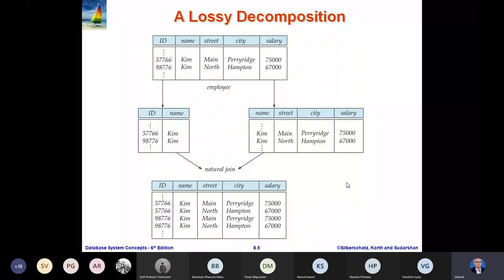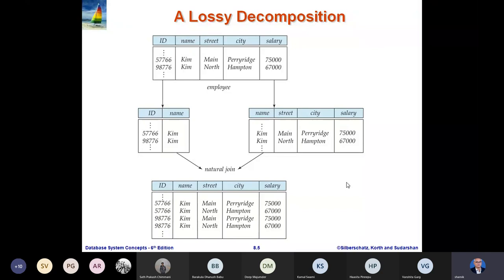Now, if we look at this example, through the process of join, meaning the process of natural join, if we break it up into these two relations, and then do a natural join, which of course will be based on the name column, then as we can see, we end up with 4 rows in the data that you will get by natural join of this decomposed relation. And it is quite obvious why it is happening, because as you can see, the value of name, Kim, was the same for both the IDs.